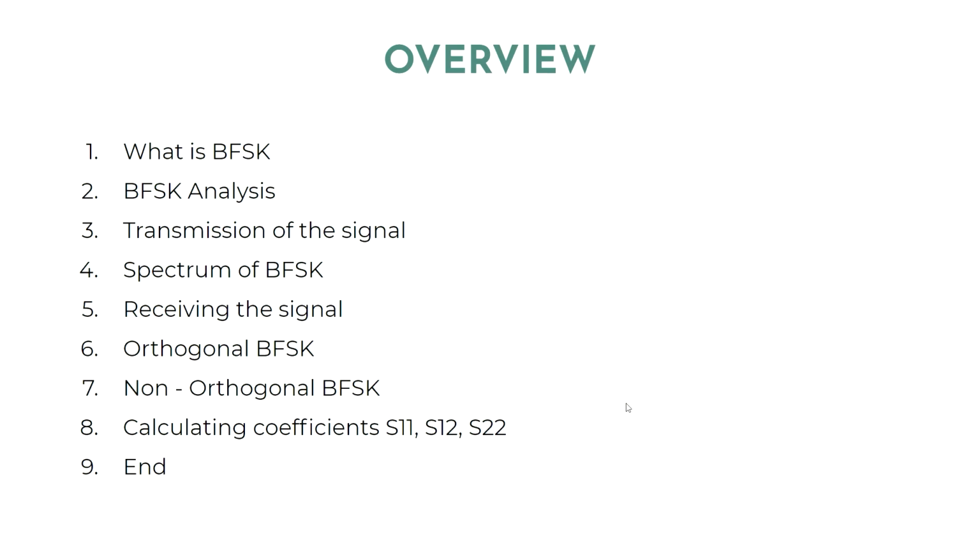Now let me go through the overview of the things we will cover in this video. First, what BFSK is basically. Second, we'll analyze it. Then we'll see how the signal is transmitted. Then we'll see the spectrum of BFSK. Then we'll see how the signal is received. Then we'll talk about different geometrical representations of BFSK, orthogonal BFSK and non-orthogonal BFSK. Then we'll be calculating the coefficients S11, S12 and S22.